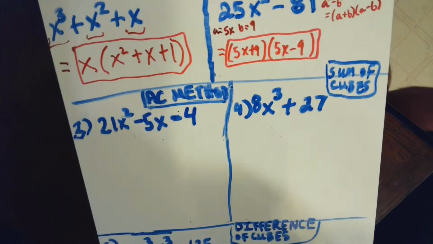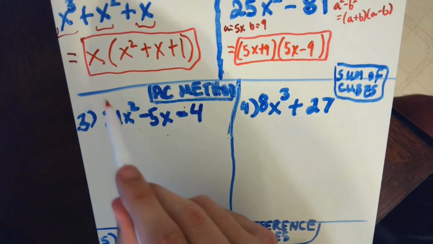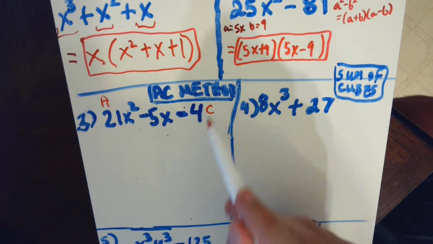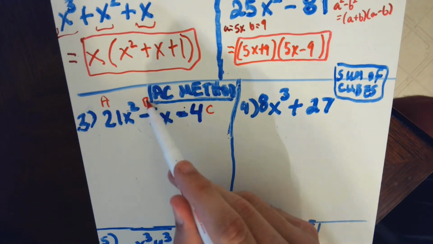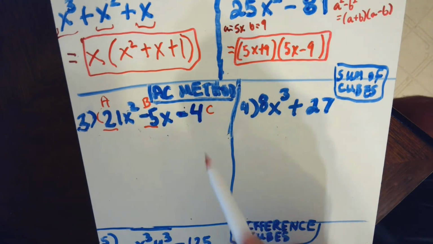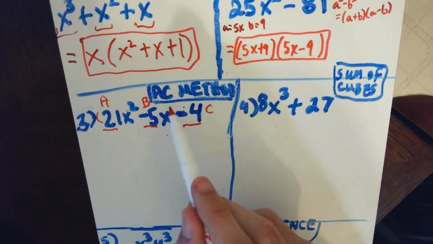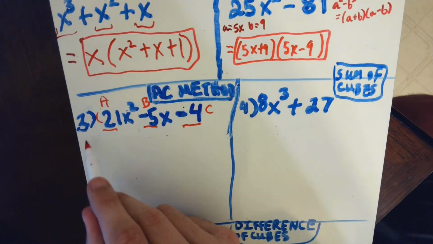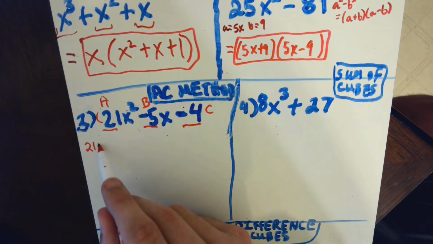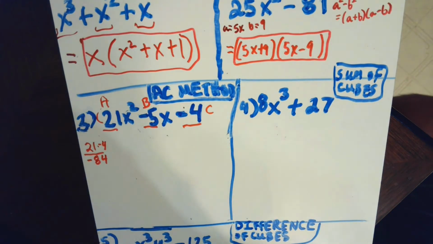Next, let's tackle the AC method. This one's a little bit more lengthy. So the first thing that we need to do is multiply a and c together. So this is a, this is c, and then the negative 5 is b. So a here is 21, b here is negative 5, and c here is negative 4. Now the AC method, it's not cleverly named, it just means multiply a and c together. So we get 21 times negative 4, and that leaves us with negative 84. Is that right? Double check me, but I think that's right.